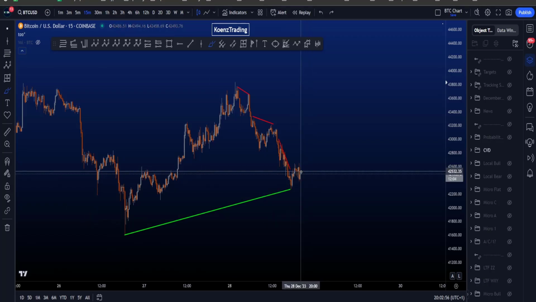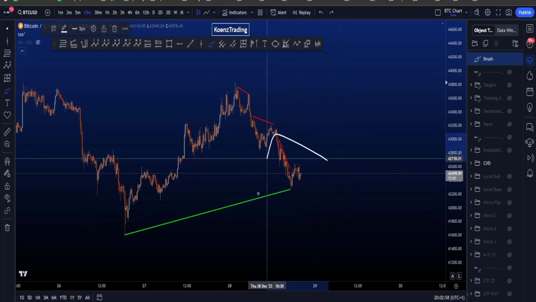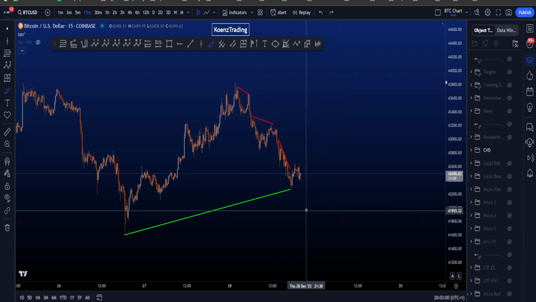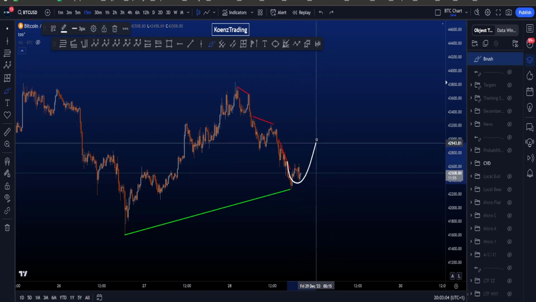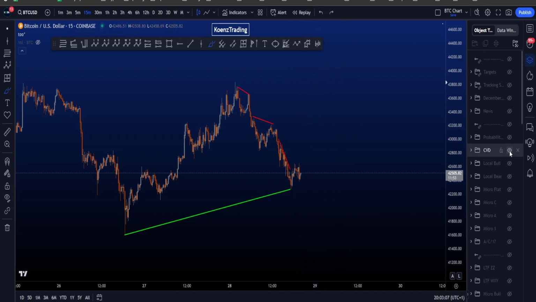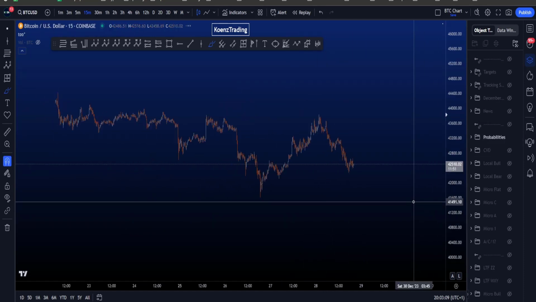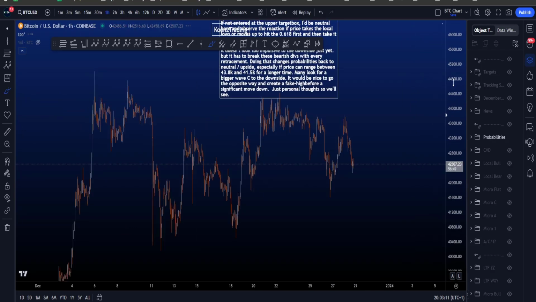So it is important for more upside to break this pattern of bearish CVD divergences and to hit that 0.618 that I just mentioned, for the probabilities to turn around and look for more upside. And that is also what I've written down in the probabilities over here.